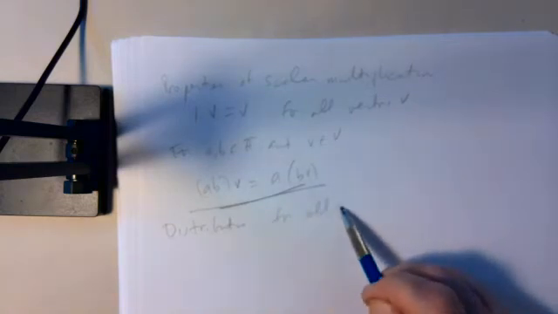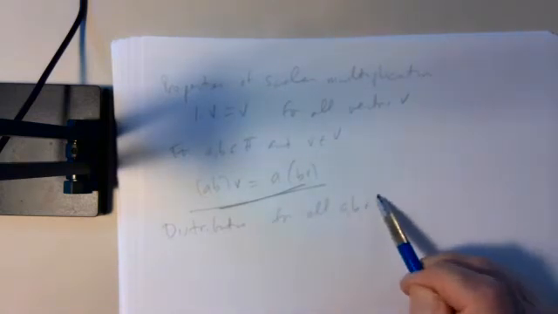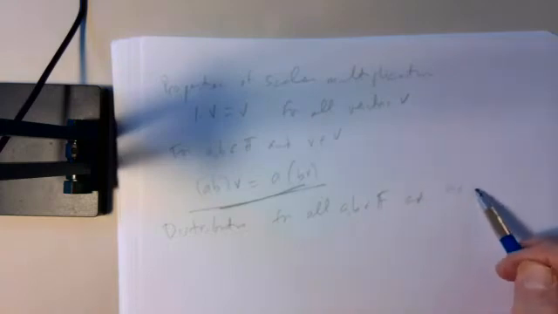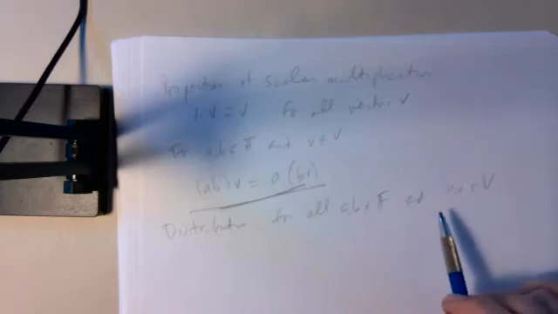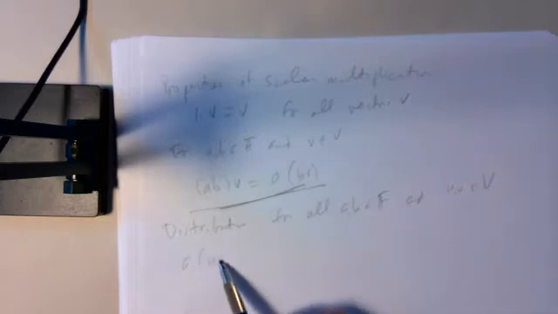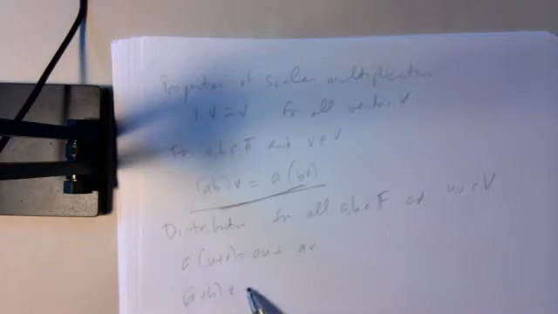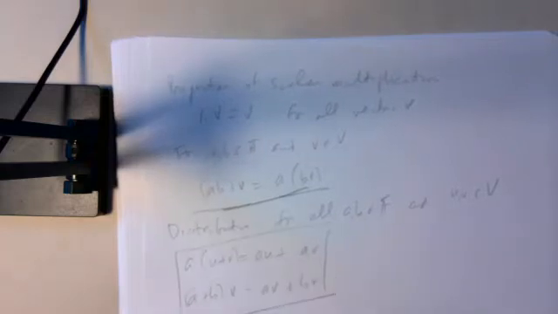So for all A and B scalars in the field and U and V vectors in the vector space, A times (U plus V) is AU plus AV, and (A plus B) times V is AV plus BV. So there actually are two different distributive laws that have to be satisfied in a vector space.